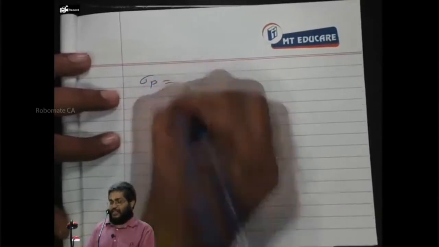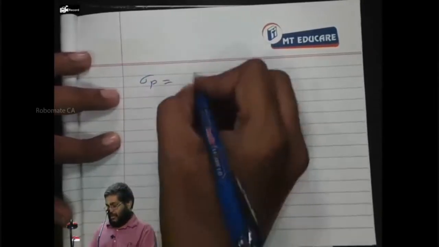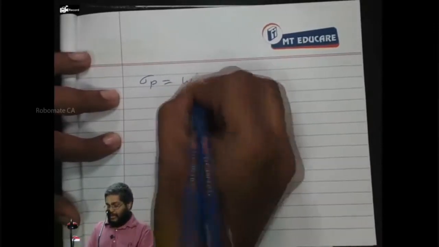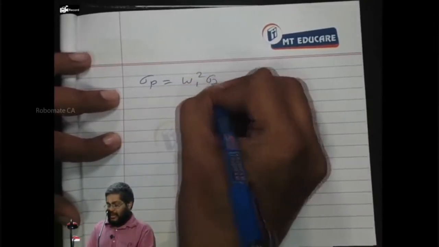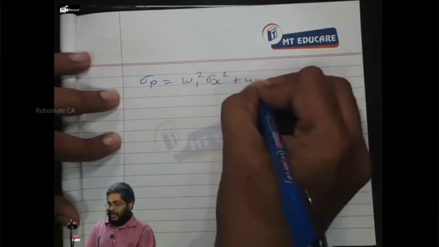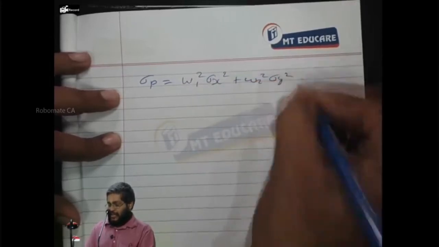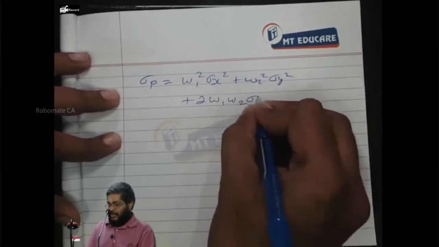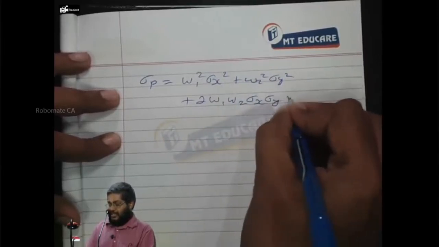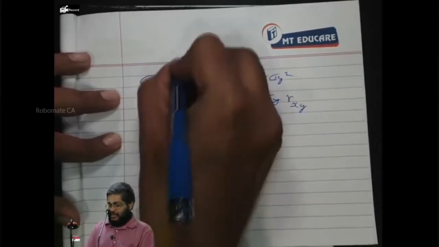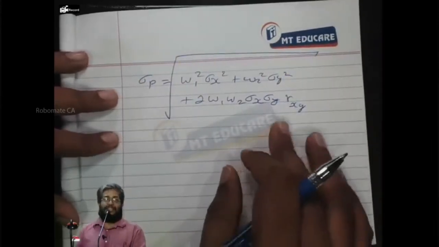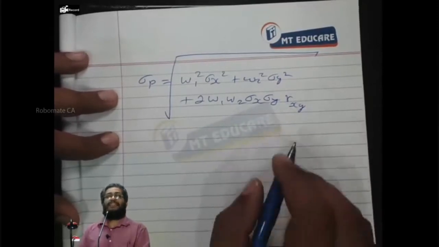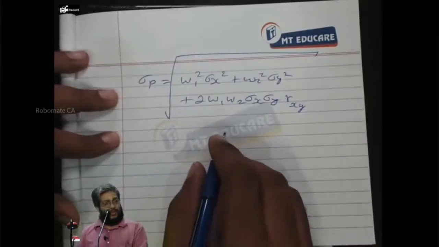What is the standard deviation of a portfolio? I want the formula. W1 square sigma x square plus W2 square sigma y square plus 2 into W1 into W2 into sigma x into sigma y into correlation of x and y. Then you just take the square root. That gives the standard deviation of the portfolio. Yes or no?